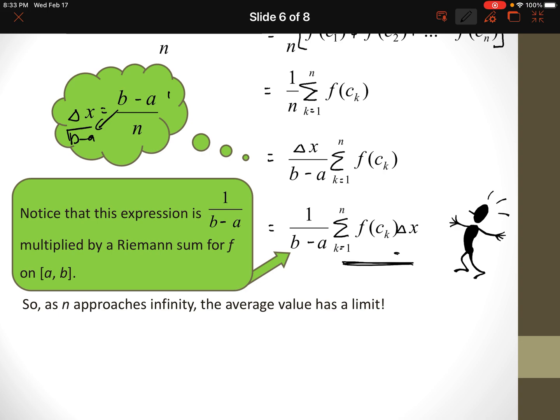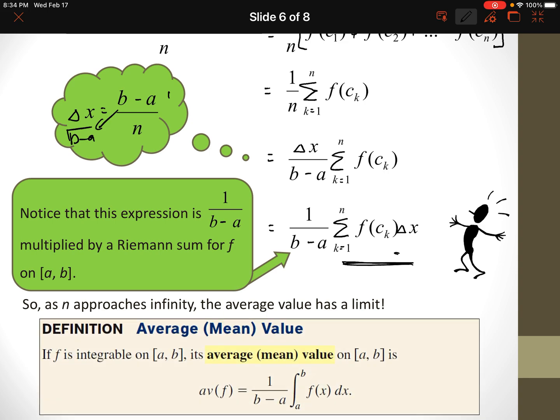That piece right there is exactly the Riemann sums we've been doing. That is, pick a representative value out of each interval and multiply it by the delta x. And so that whole Riemann sum is just multiplied by 1 over b minus a. So when we're done and we want to go to an infinite number of these little rectangles so that we get as close to the answer as we can, we're left with the integral. That piece that I've underlined there is the integral.